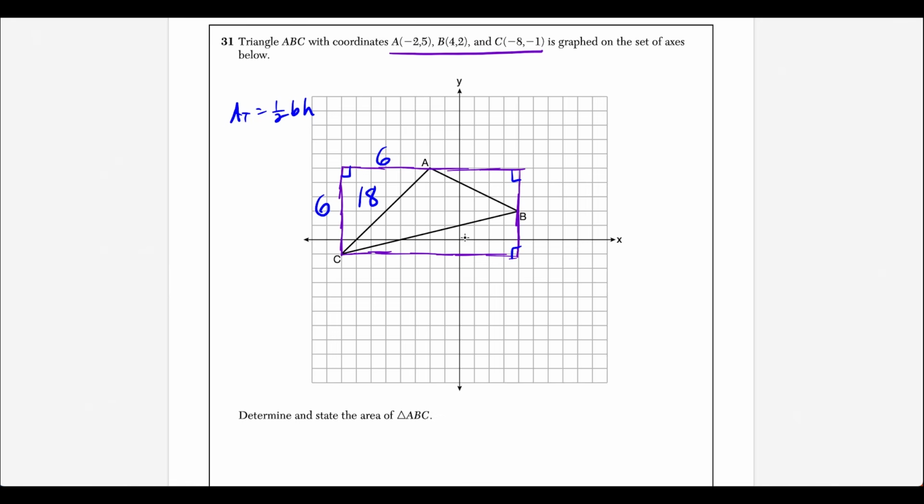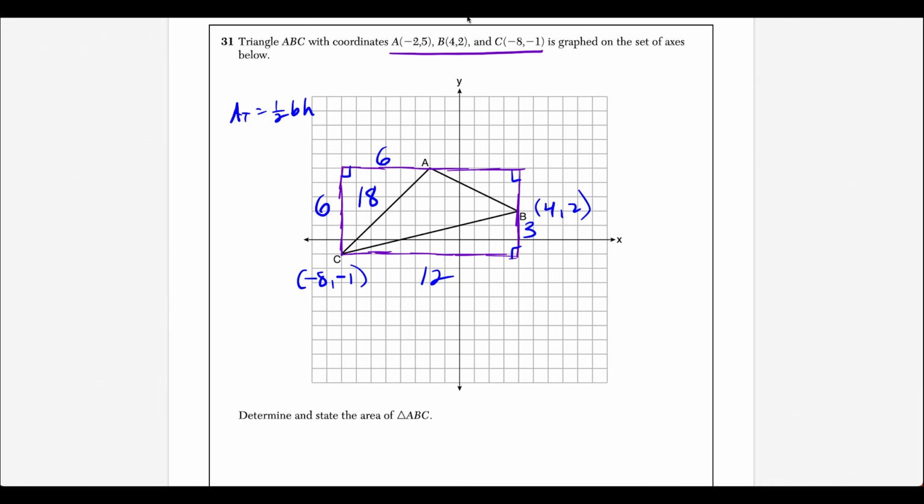18. And now this triangle is going across 1, 2, 3, 4, 5, 6, 7, 8, 9, 10, 11, 12 like this. And then we're going up 1, 2, 3. Now, let's just say that you're bad at counting or you lose place a lot. Just know this is the point -8, -1. And over here at B, this is the point 4, 2.